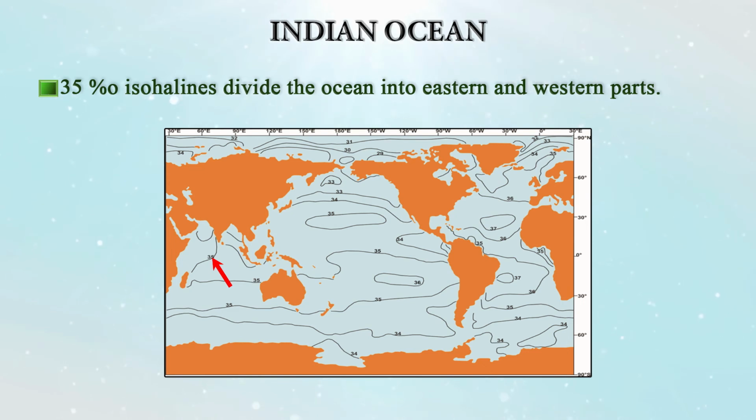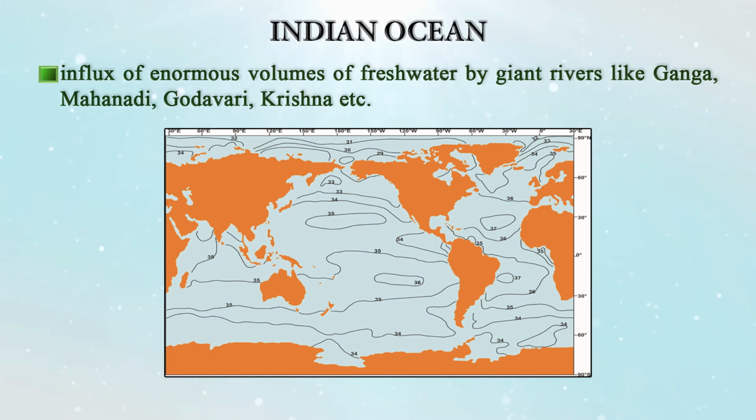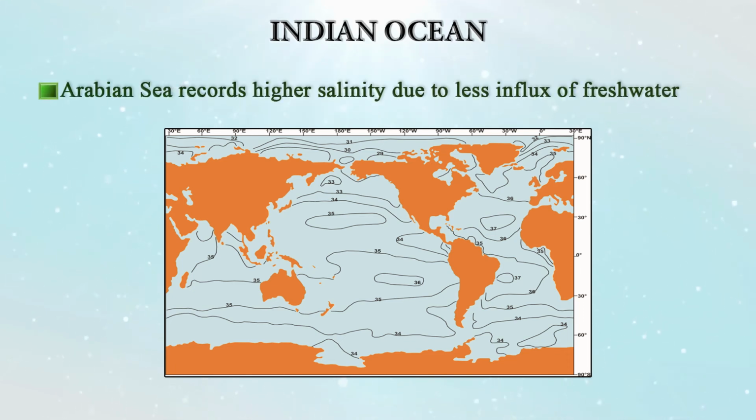You can also compare, as oceanographers have reported very low salinity where rivers are draining, or at the mouths of rivers where they pour water into the sea. So, along the mouths of giant rivers like the Ganges, Mahanadi, Godavari and Krishna, salinity is also reduced. The Arabian Sea records slightly higher salinity due to less influx of fresh water compared to the Bay of Bengal.